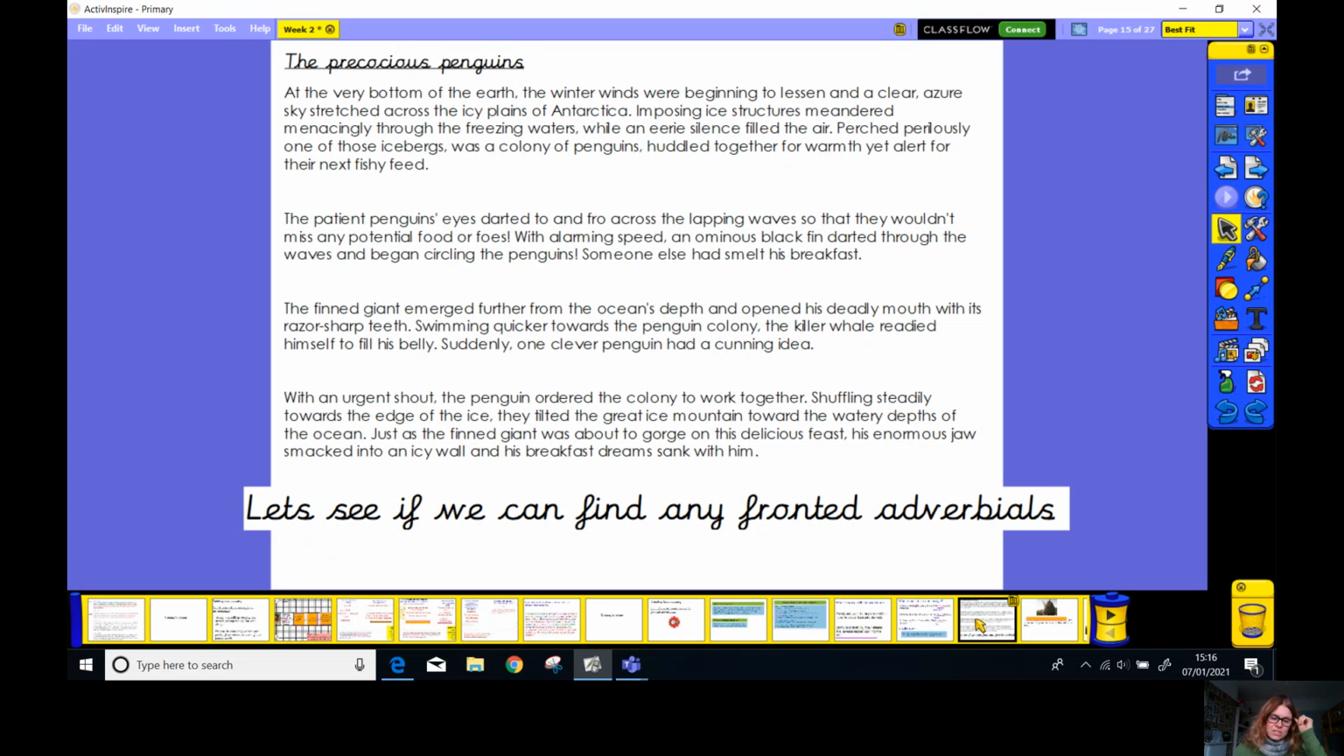So if you have printed this off, you could highlight it. If not, you could just point with your finger on the place and tell your grown-up where those fronted adverbials go. So let's find one together. Let's read it, first of all, the way through.